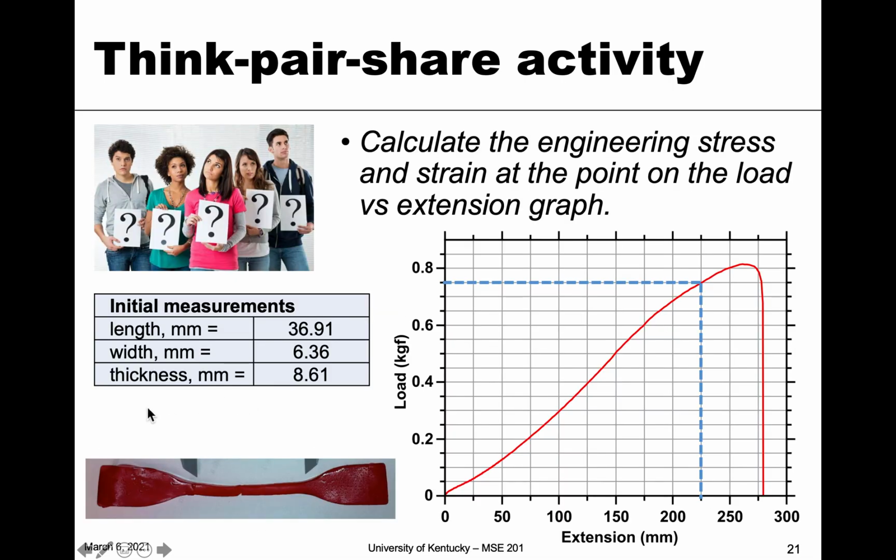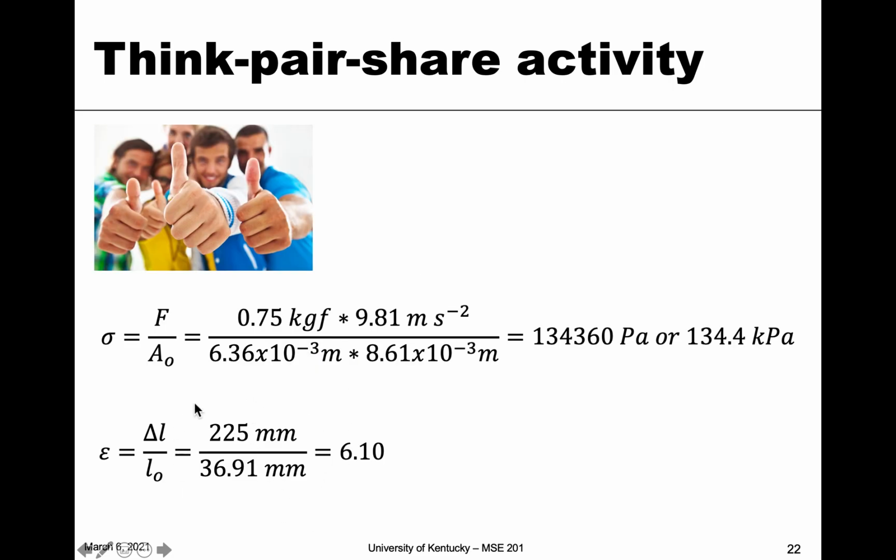And then the initial length was given here as 36.91. So putting those two in, we get a value of 6.1 elongation, or 6.1 strain, engineering strain. And again, you can use this as unitless, or you could put millimeters over millimeters. So that is the value of stress and strain at that point.